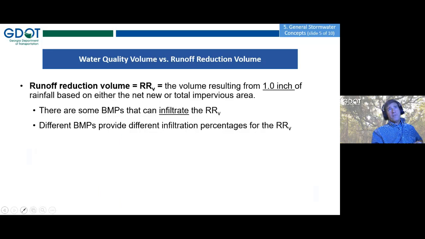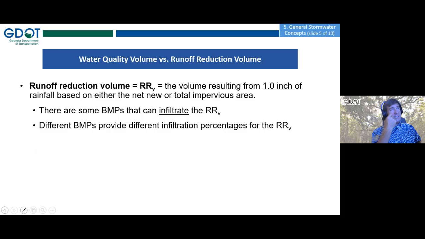The runoff reduction volume is the volume resulting from 1 inch of rainfall. It is usually based on net new impervious area. There are several BMPs which can infiltrate the runoff reduction. Different BMPs provide different infiltration percentages for the runoff reduction volume. Hold on a second before we move to the next slide.